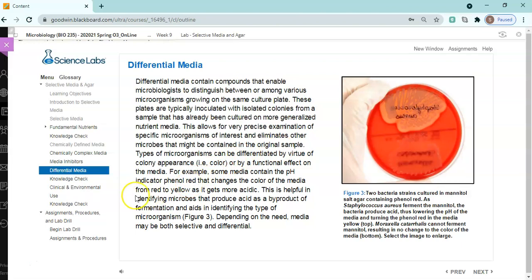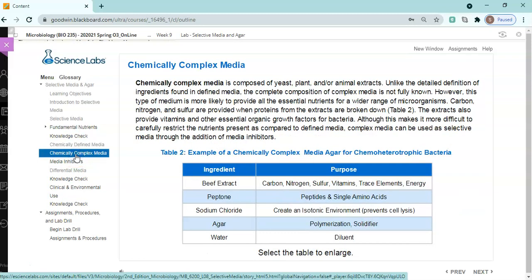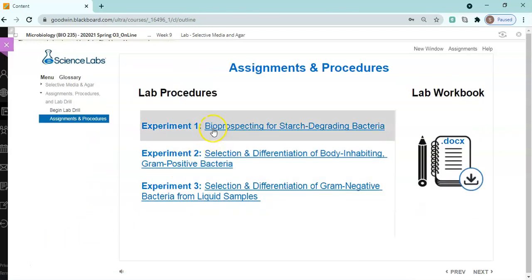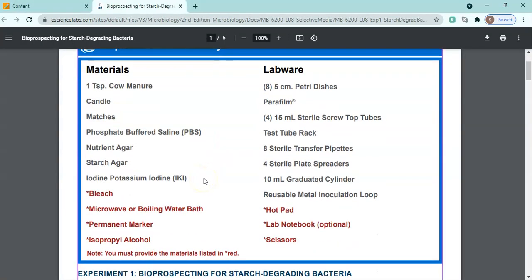The other piece that I want to bring out to you is the chemically defined media versus the complex media. Make sure you know the difference between the two. And then obviously going in and going through your 3 different lab procedures. We had the starch degrading bacteria. Remember that this was the lab that used the 0.4 starch and used iodine as a tool.